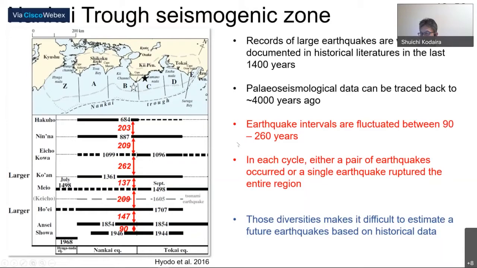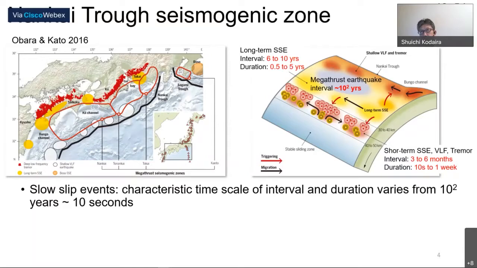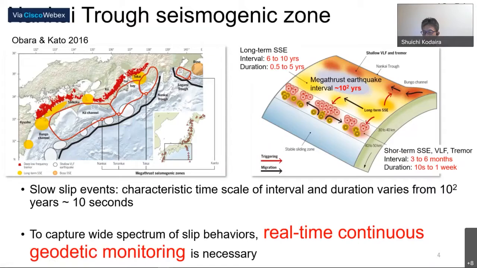Also, in the last 10 years or so, a very important phenomenon has been observed in the subduction zone: the slow slip event. The slow slip event is a slow movement of the plate boundary fault. But this event shows very complicated characteristic timescales. The characteristic interval and duration of slow slip events varied from the 100 year scale to the 10 second scale. So in order to capture this wide spectrum of slow slip behavior along the plate boundary, we need real-time continuous geodetic monitoring.